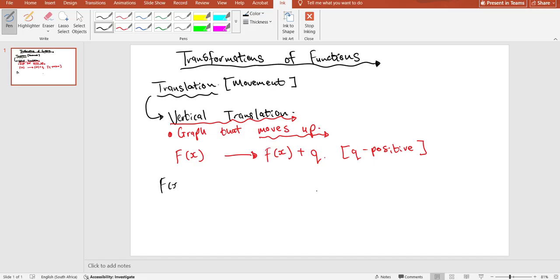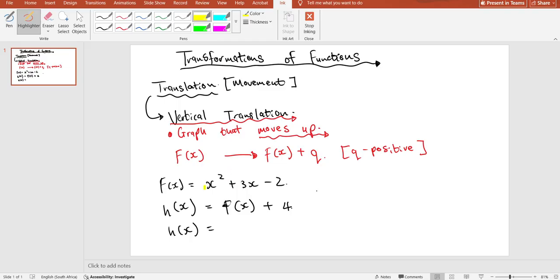So if I have an f of x, and this is my graph of f of x, then I tell you that a new graph, which I'll call h of x, is derived by taking the f of x and moving it 4 units up. So first of all, how do I find the h of x graph? Wherever I see f of x, I'm going to substitute this expression for f of x. And so I'll have x squared plus 3x minus 2.